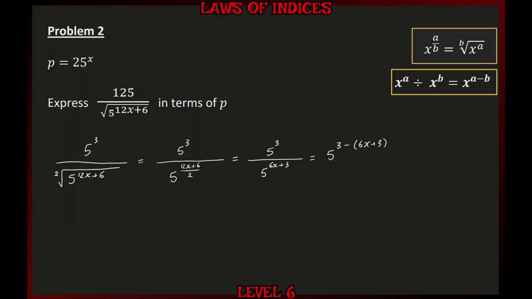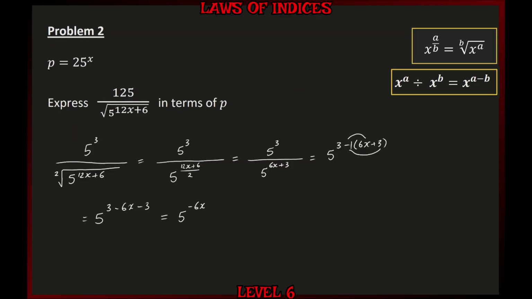Now to simplify this power, we can think of the minus in front of the bracket as a minus 1, and we can expand the bracket. So this becomes 5 to the power of 3, and then minus 1 times 6x is minus 6x, and minus 1 times 3 is minus 3. Simplifying this further, we have 5 to the power of 3 minus 3, which is 0, minus 6x gives us minus 6x.